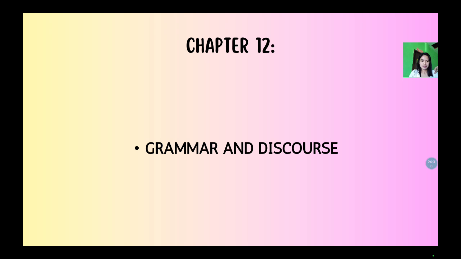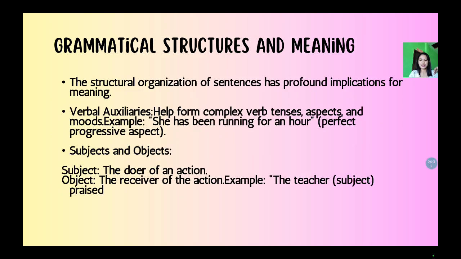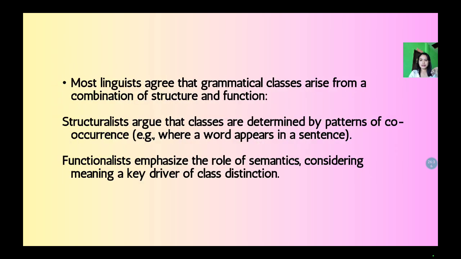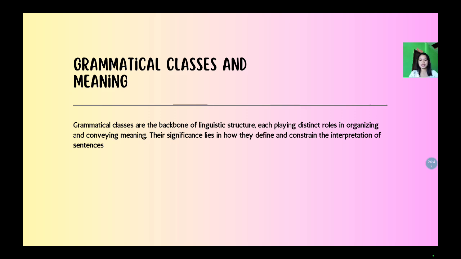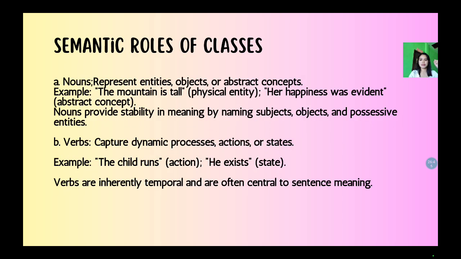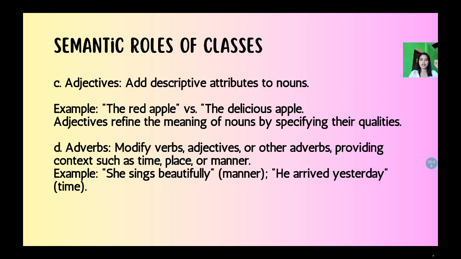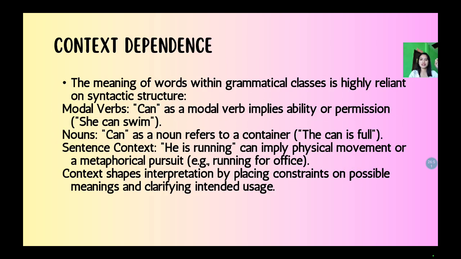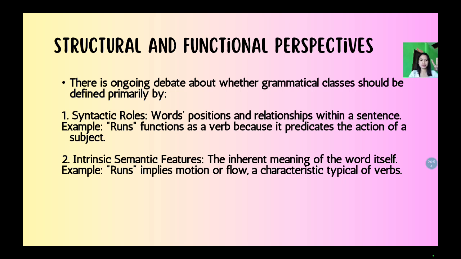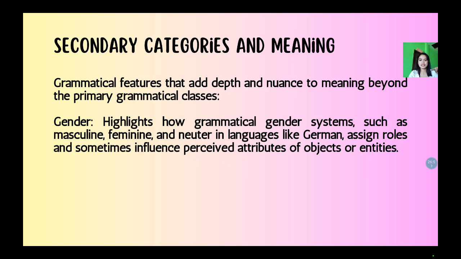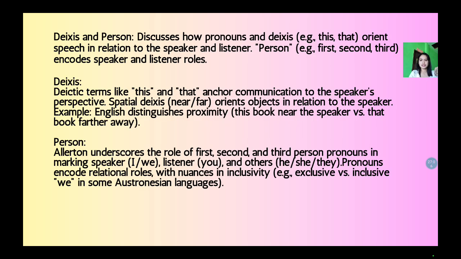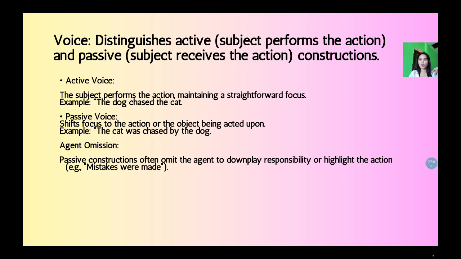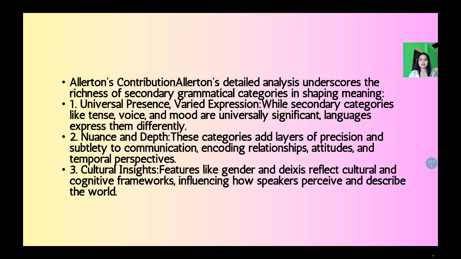Now that's my report on chapter 11, which talks about grammar and meaning. First is the grammatical classes and meaning, which talks about the semantic rules of classes, ambiguity and polysemy, context dependence, structural and functional perspective. The second part of chapter 11 is secondary categories, where we discuss gender, number, deixis and person, case, voice, mode, tense and aspect.